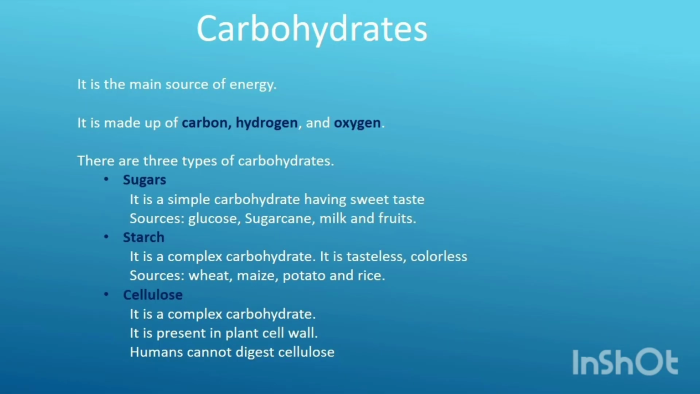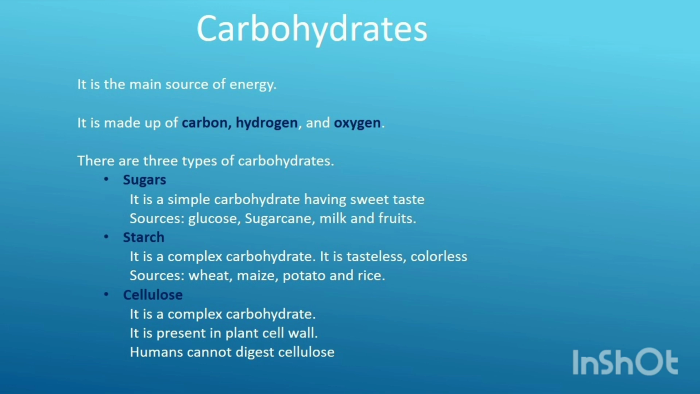The first component is carbohydrate. Carbohydrate is the main source of energy. It is made up of carbon, hydrogen and oxygen. There are three types of carbohydrates: sugars, starch, cellulose. Sugar. It is a simple carbohydrate having sweet taste. Sources of sugar are glucose, sugarcane, milk and fruits.